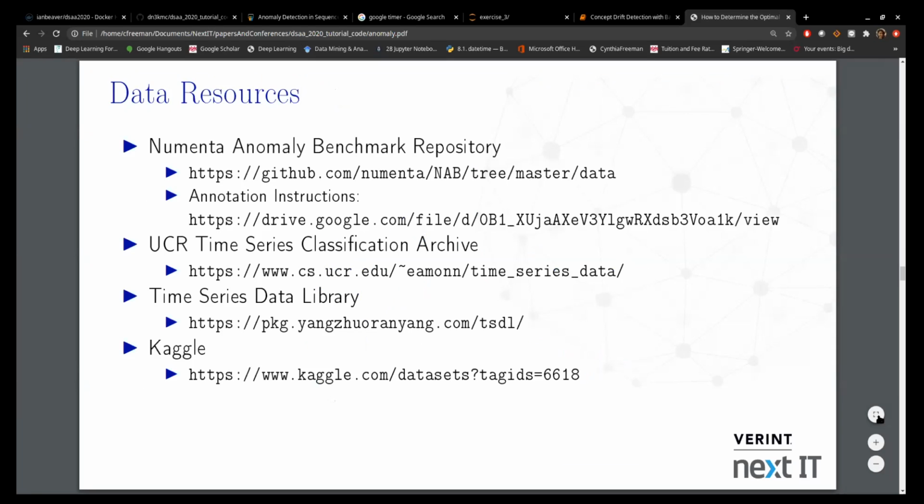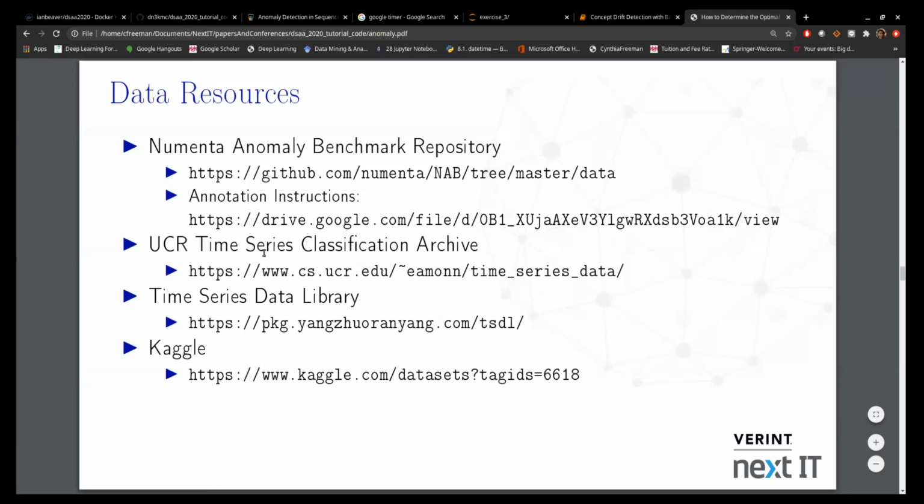So we have gone over some time series characteristics and how to detect them using various Python and R libraries. And we're going to talk soon about several anomaly detection methods, their strengths and weaknesses, and how to apply them. But before I do that, I want to share some resources for time series datasets. This first is from Numenta's benchmark repository. This repository consists of around 60 time series datasets and are annotated for outliers. You can see the annotation instructions in the second link here.